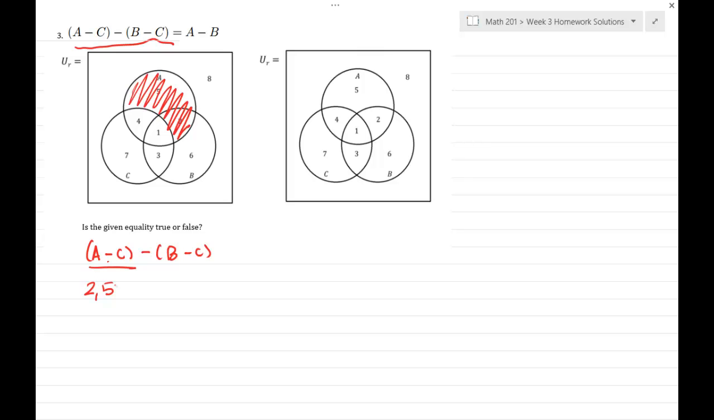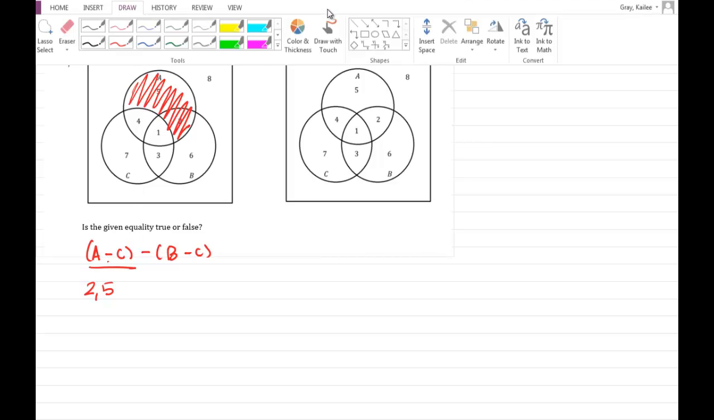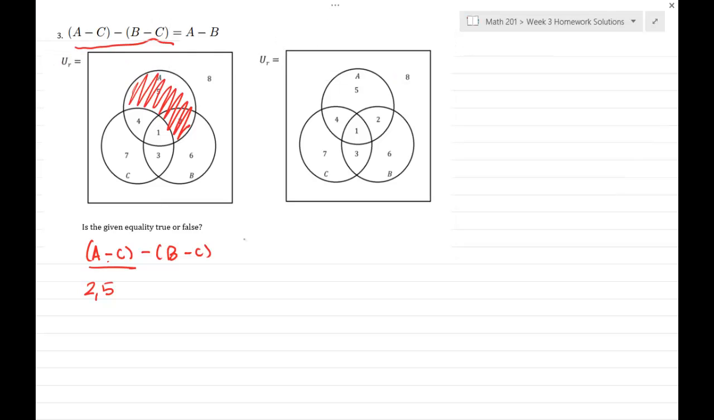Okay, now I'll do it in another color here. Let's look at B minus C. That means take everything in B but nothing in C. So if I take everything in B but nothing in C, I'll just have regions 6 and 2. Okay.